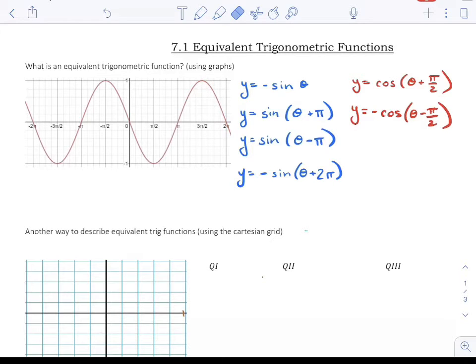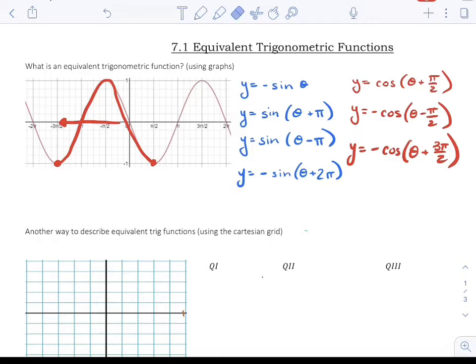And we get another one here. You could have another one that says, well, I'm going to start down at the bottom over here, so it's been reflected. Go up to its maximum. And in this case, it's been shifted to the left 3 pi over 2 units. So another one might be y is equal to negative cos theta plus 3 pi over 2.